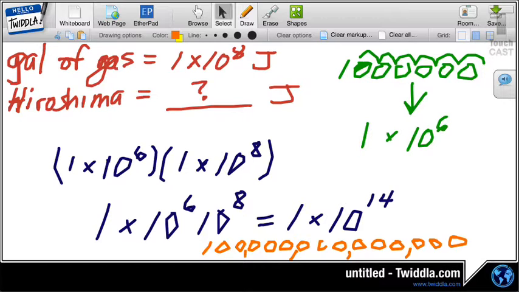Alright. So what do we got? Hundreds, thousands, millions, billions, trillions. There's 10 to the 8th joules in a gallon of gas and 100 trillion joules in that Hiroshima explosion. That's a lot bigger.